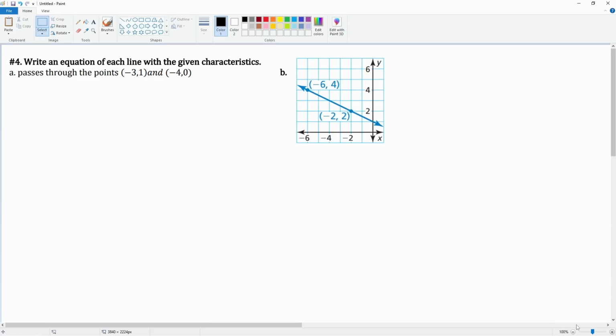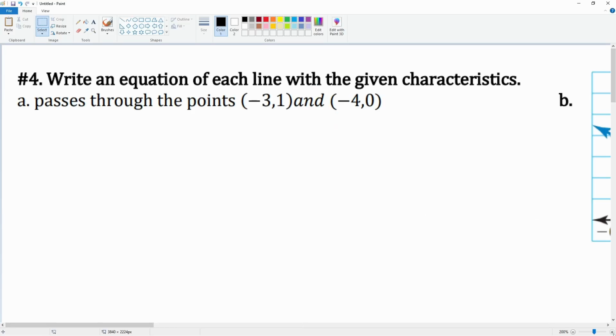Write an equation of a line given these characteristics. So it's going to pass through these 2 points. Well, to write the equation of any line, we need y is going to be equal to m, which is the slope, x plus the y-intercept of b. So these are the 2 things we need, m, which is the slope, and b, which is the y-intercept, and it does not look like we have it.